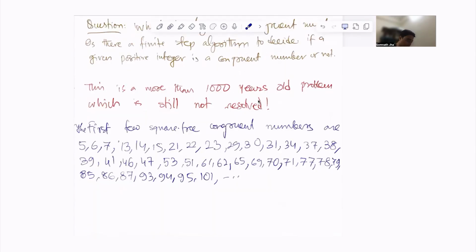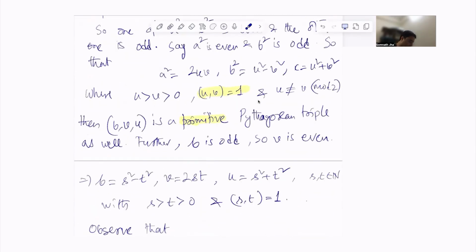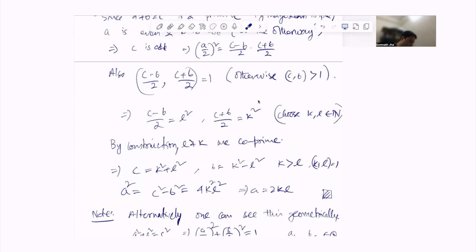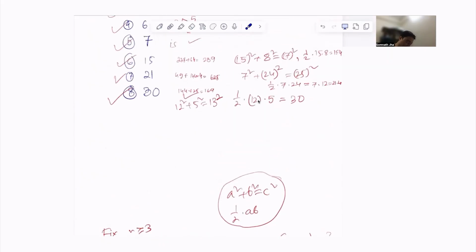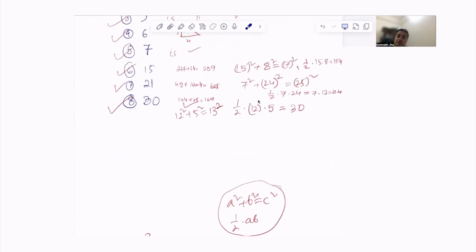Okay, so let us come back to the Pythagorean triplet. In the congruent number problem, we are discussing two conditions. One is a square plus b square equals c square, and the second is that half ab should be equal to n. That is our condition: half ab is equal to n, where a square plus b square is c square.